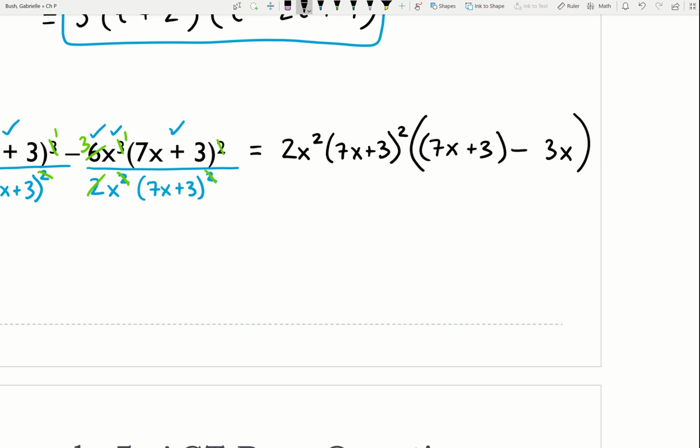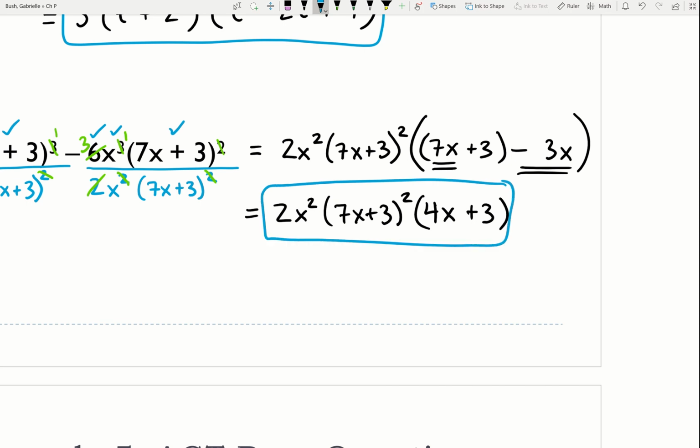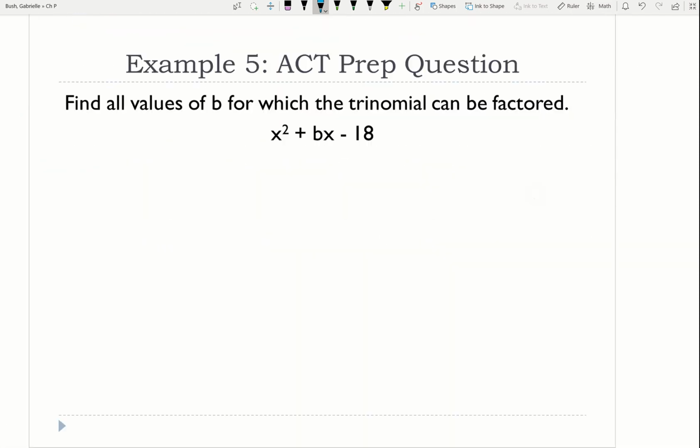Okay? Now, can we clean this up? I think we can. In the bigger set of parentheses there, we've got 7x minus 3x. That will turn into a 4x plus 3. And so here is the complete factorization when we are all said and done with this problem here. Okay? So we'll box this. There we go. Very last one, example 5, ACT prep question.